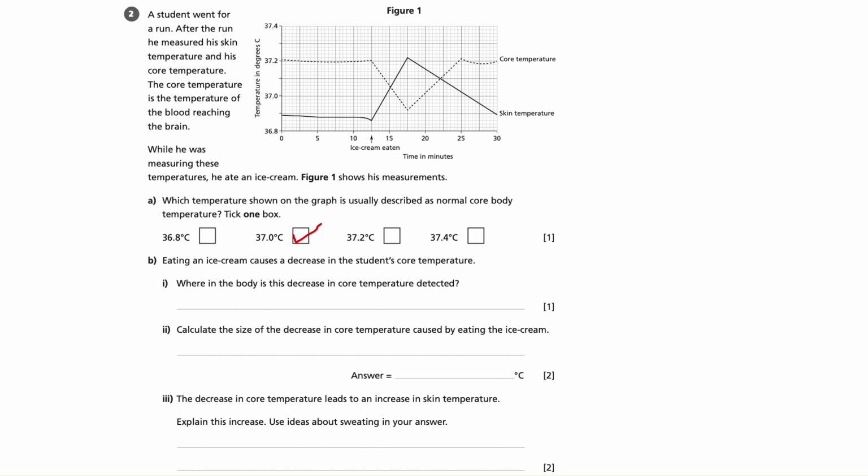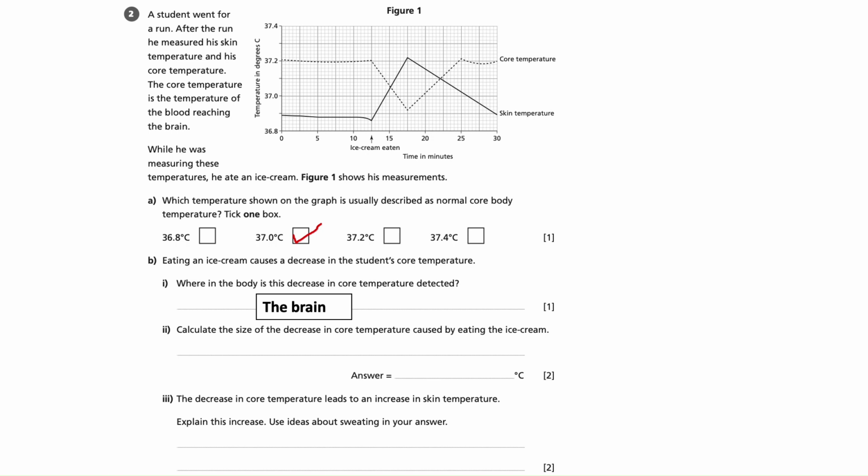Part B, eating an ice cream causes a decrease in the student's core temperature. Part 1, where in the body is a decrease in the core temperature detected? So here, this is a recall question. It is actually the brain. So it's the brain where the core temperature is detected. There's thermoreceptors in the brain that detect the temperature of the blood.